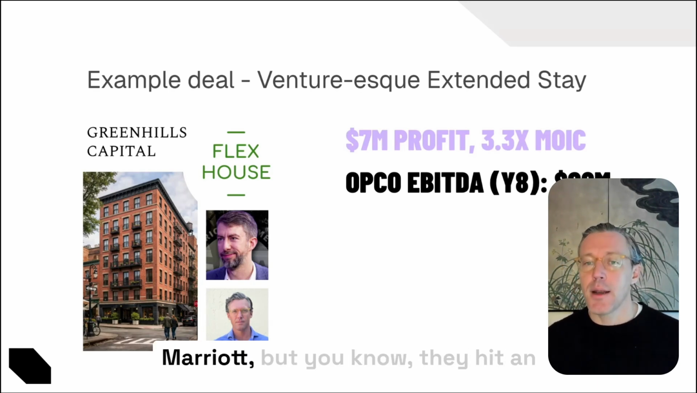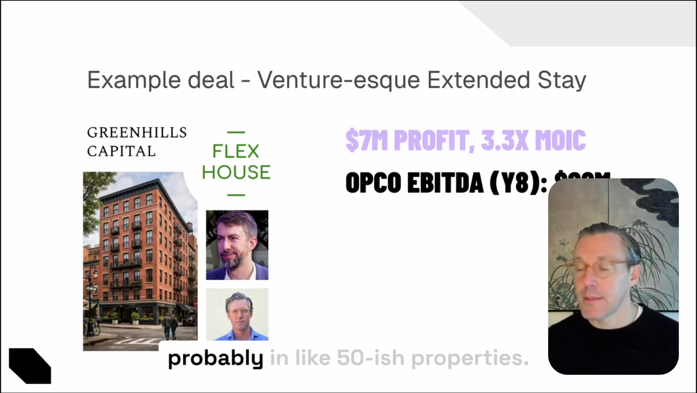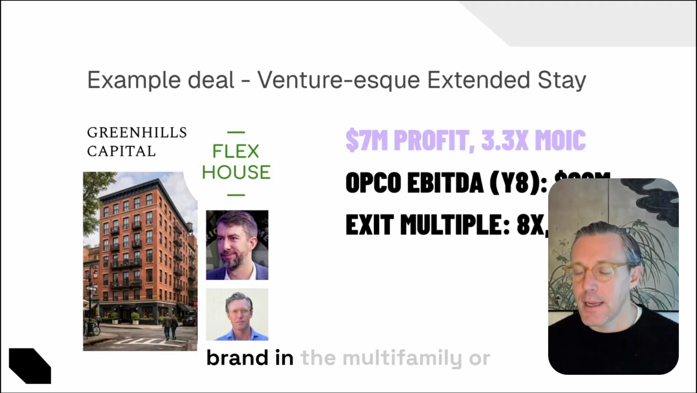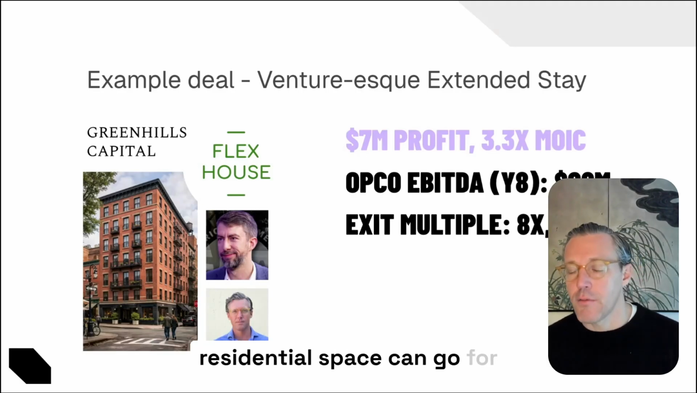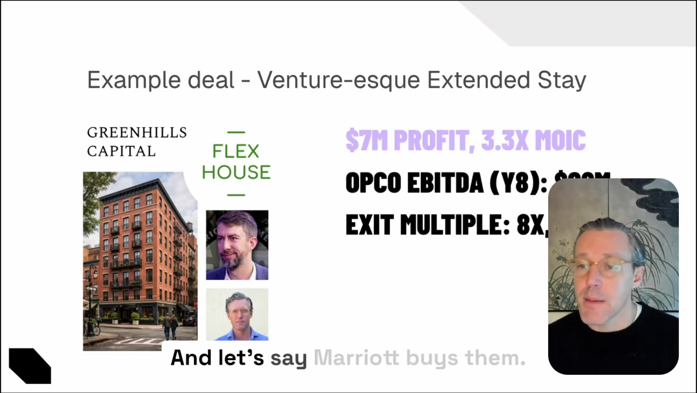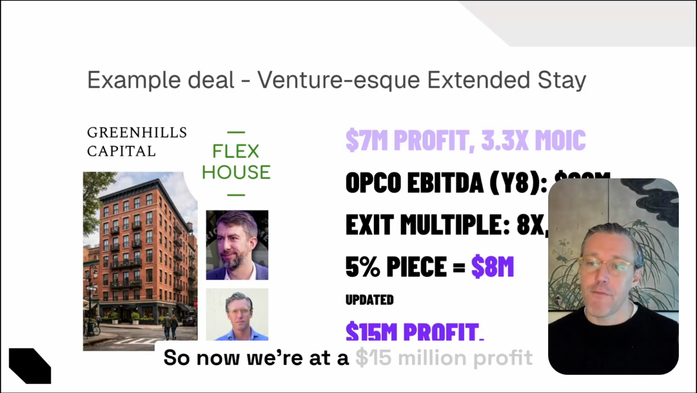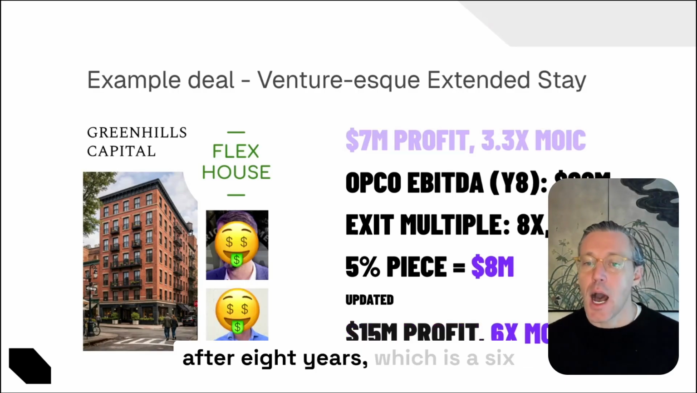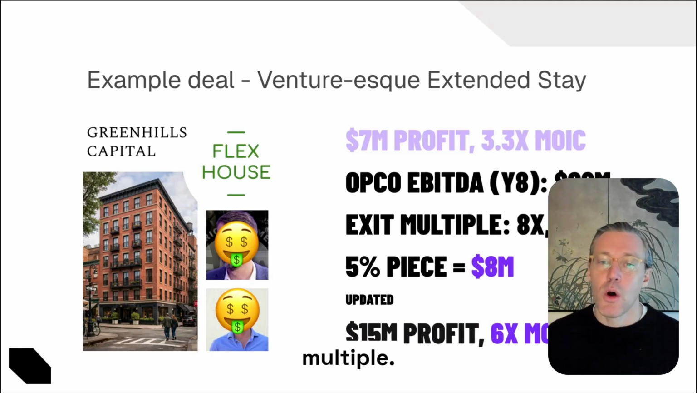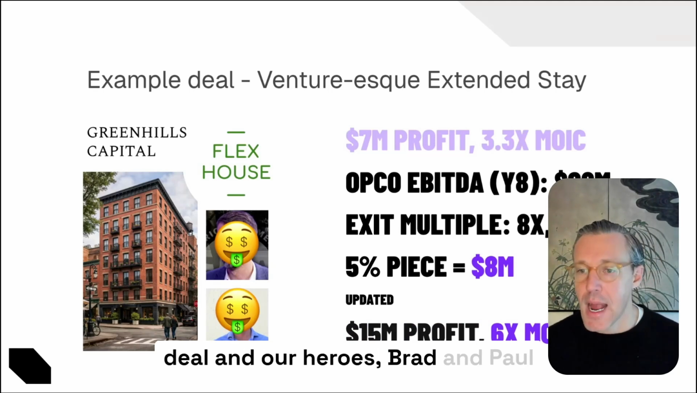They're not turning it into Marriott, but they hit an OpCo EBITDA at year 8 of $20 million, which means they're probably in like 50-ish properties. So their exit multiple on a relatively high growth brand in the multifamily or residential space can go anywhere from 6 to 10x. So let's call it 8x. And let's say they exit for $160 million. And let's say Marriott buys them. So our 5% piece that we now own is worth $8 million. So now we're at a $15 million profit after 8 years, which is a 6 times multiple on invested capital. That original deal that was going to be a 2 times multiple, we now looked at a 6 times multiple. We 6 times our money on this deal, and our heroes, Brad and Paul, are really happy.